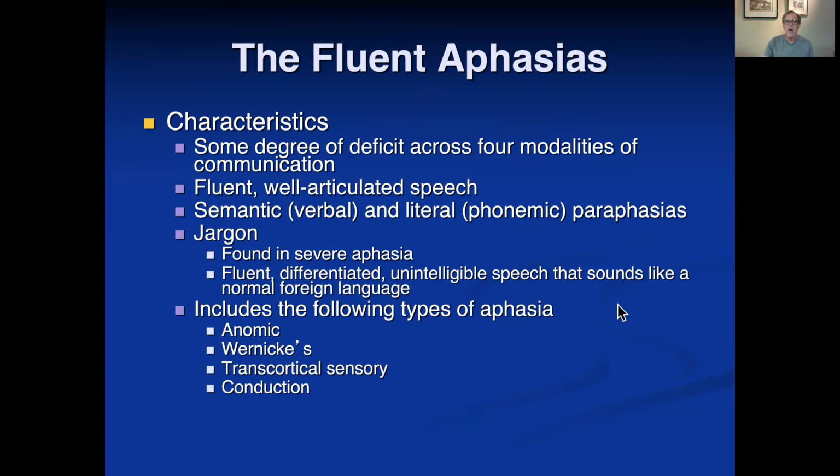Okay, now what are the fluent types of aphasia? Anomic, which is a very mild form. It can be pretty disabling, but it is, as aphasias go, a very mild one. Wernicke's, which is quite severe. Transcortical sensory, which is severe but with a preserved ability to imitate speech. And conduction aphasia, which is a fluent aphasia with relatively preserved auditory comprehension and poor ability to imitate speech. We'll go through each one of those.